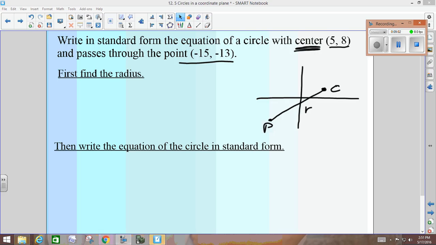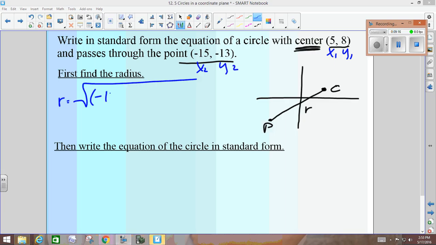Find the distance between, well, I'm calling them P and C here, to find the length of your radius. Okay. I don't know, x1, y1, x2, y2. So then the length of our radius using the distance formula, negative 15 minus 5 quantity squared, negative 13 minus 8 quantity squared. What's negative 20 squared? 400. What's negative 21 squared?